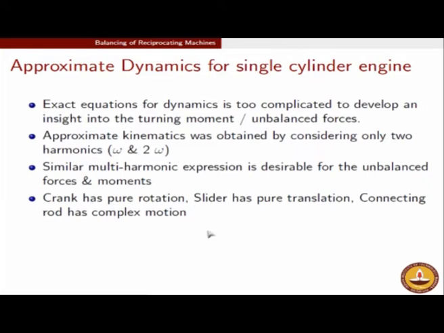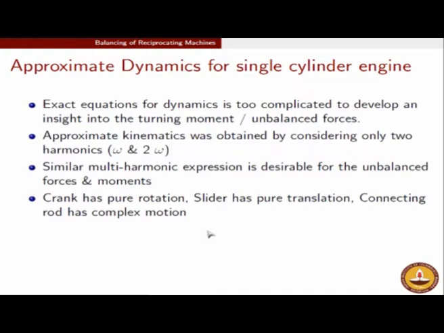At this point we again take note of the following fact on the kinematics of our engine mechanism: the crank has pure rotation, the slider has pure translation. This part was easy, but it is the connecting rod which has a combination of both translation and rotation. That is what is referred to as complex motion. It is not to say that it is very complicated, it is just one notch a little more difficult to visualize than the crank or the slider.